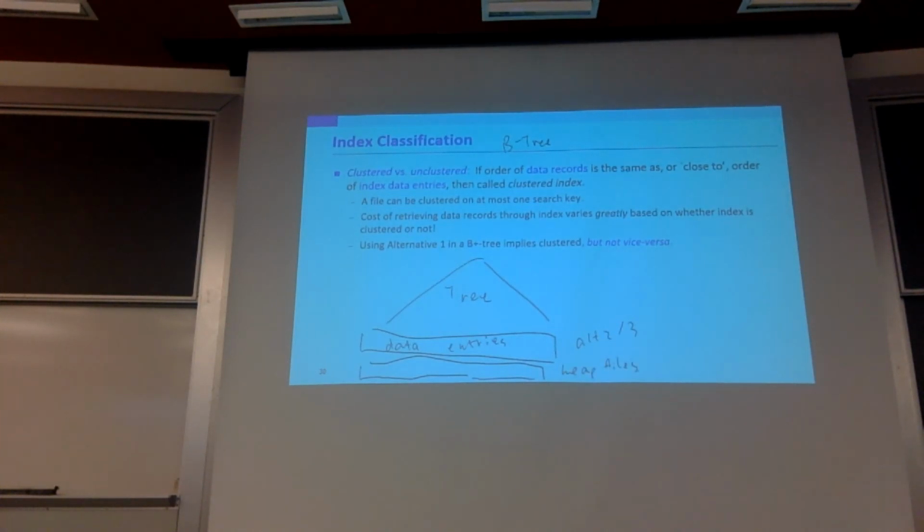So for a clustered index, you store the tuples in the same order as your index. That's to say, this pointer is going to point here, here, here, here, like this. So the data entries are stored in the same order as the tuples. Then this is called a clustered index. If this does not apply to your index, then it's an unclustered index. Okay? Why does this matter?